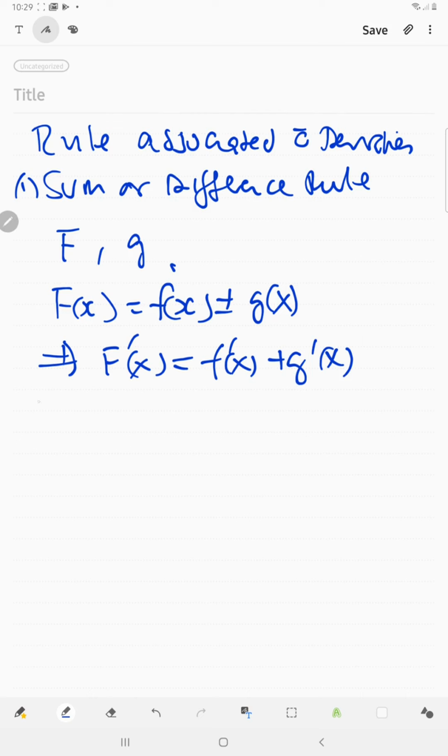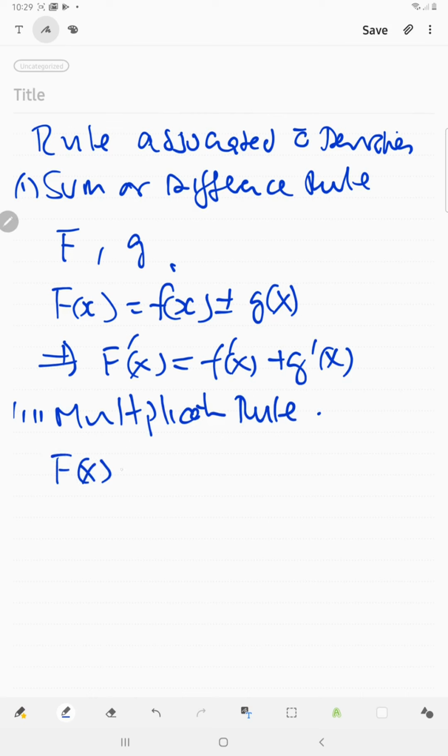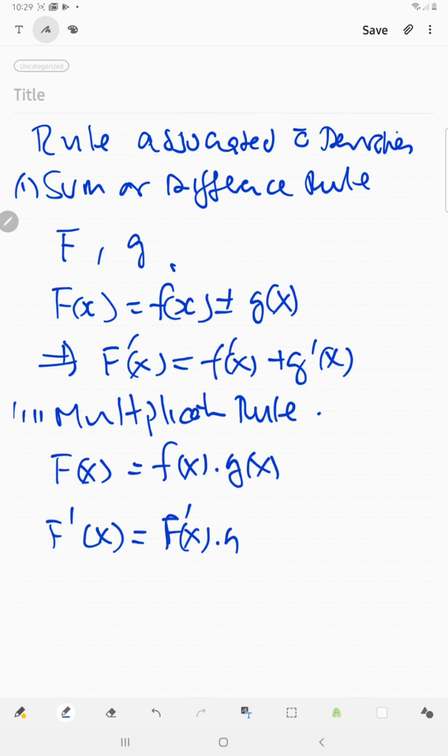And in terms of number 2, we've got the multiplication rule. Now, under the multiplication rule, we can actually say F of x is equal to f of x times g of x. And in this case, F prime x gives us f prime x times g x, and I will now take g prime x and f x added. So this is actually the sum. So it is called the multiplication rule.